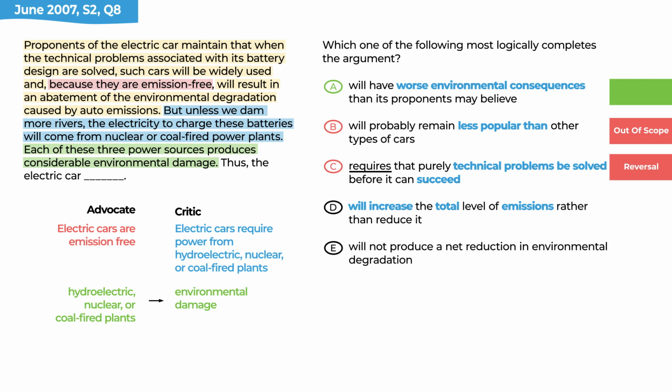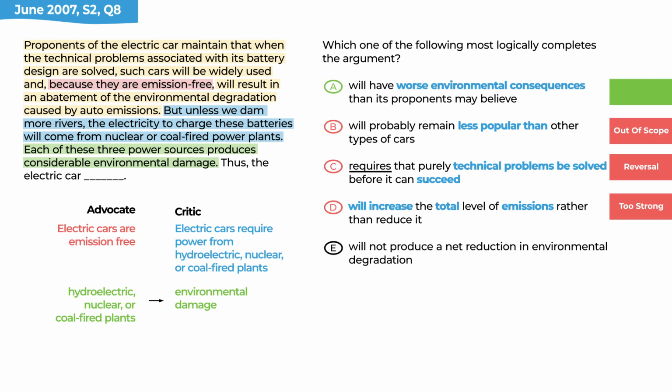It might go up if the emissions caused by the production of that energy in the power plants is great, or it may go down by a little less than we were hoping for if the damage caused by producing that power in the power plants is small. But we don't really know, nor do we know whether that environmental damage is actually taking the form of emissions. So either we can think of D as being too strong or possibly unsupported. Either way, it's not supported by the statements.